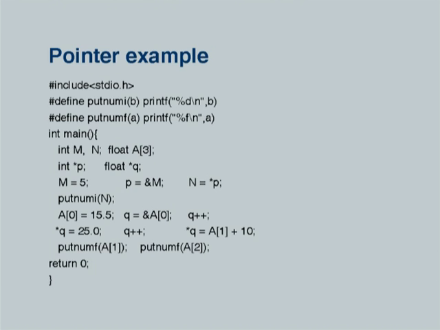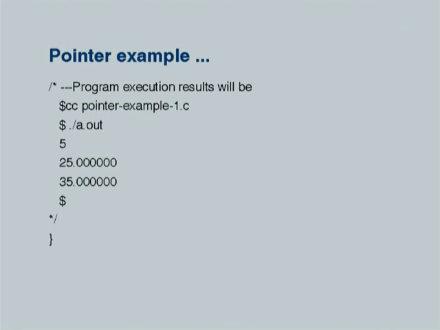Now if we look at the next set of statements, *Q is assigned 25.0, again I have Q++, and *Q is assigned A1 plus 10. Notice that here we are actually doing pointer manipulation and we are using Q++ to increment the pointer. printf of A2, A1 will tell us the values. And we have seen that the values that we get are 25 and 35 for A1 and A2, which are the correct values as we would like them to have.